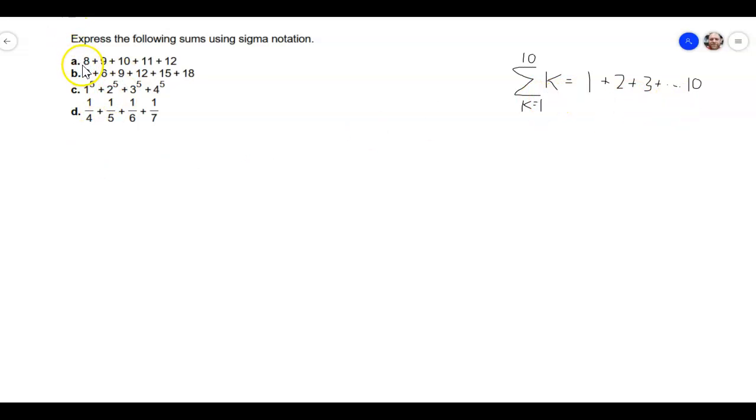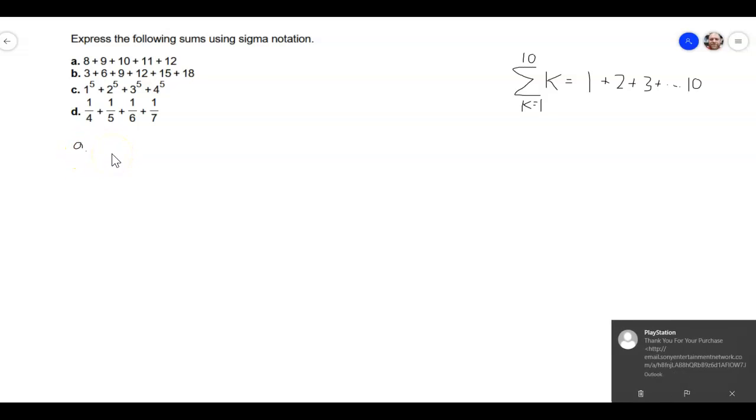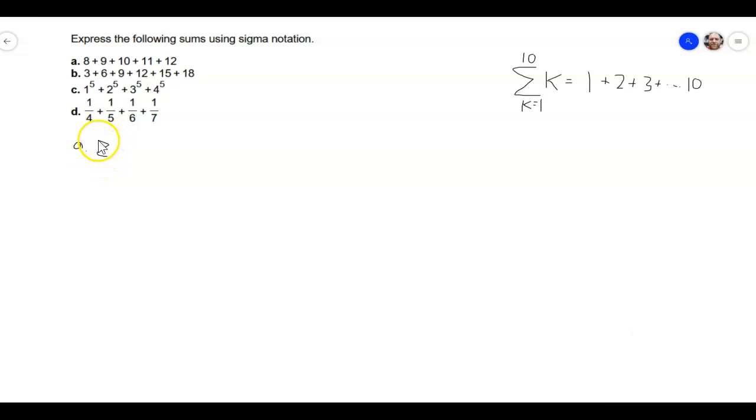So how would we just do 8 plus 9 plus 10 plus 11 plus 12? Well, let's break this down. First of all, we're adding 5 numbers together. We're starting at 8, we're ending at 12, and we're adding by 1. So these are all important things to take a look at. So often we want to start, once again, with either k equals 1 or k equals 0. So in this case, let's start with k equals 1.